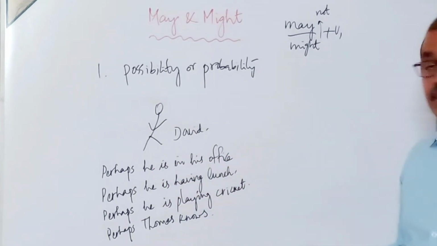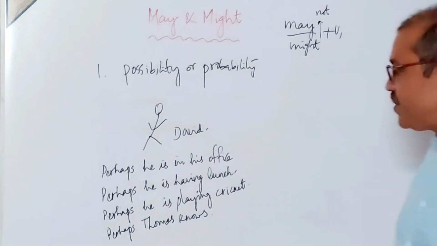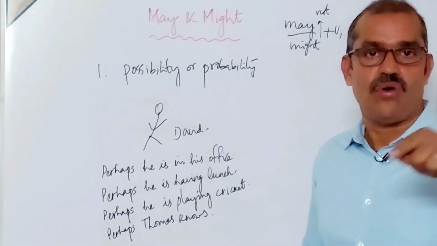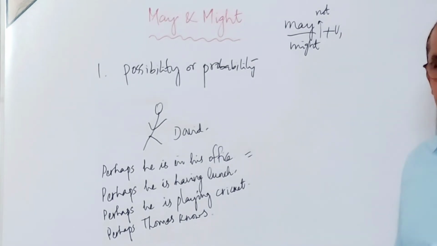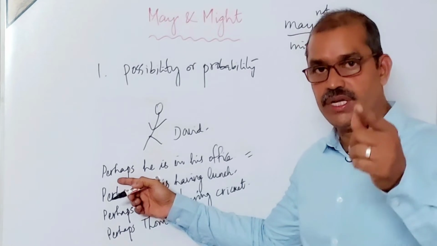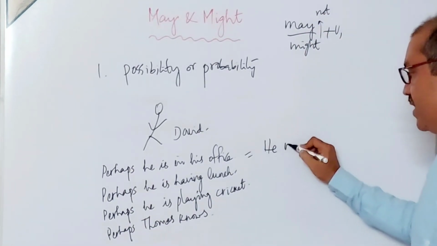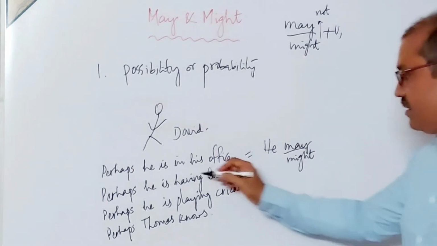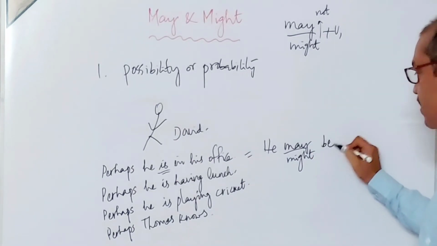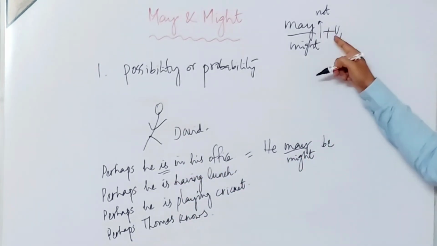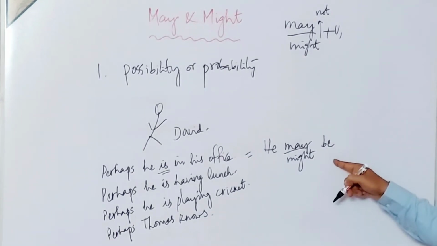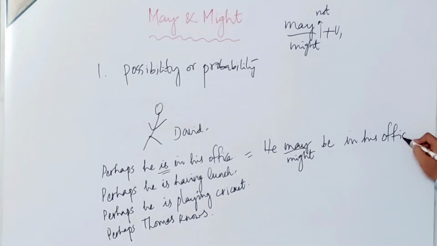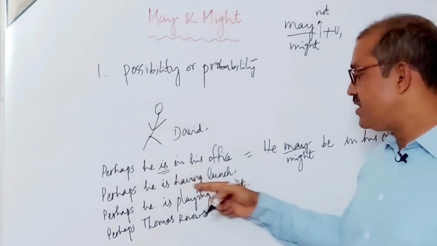The first one, perhaps he is in his office. Here we are expressing the possibility of David that he is in his office. So for this, you can use may or might. Instead of perhaps, you can use may or might, like he may or might. So instead of is, you have to use be because it's a be form verb. So this is like V1. It plays the role of V1 here. He may be in his office, right?